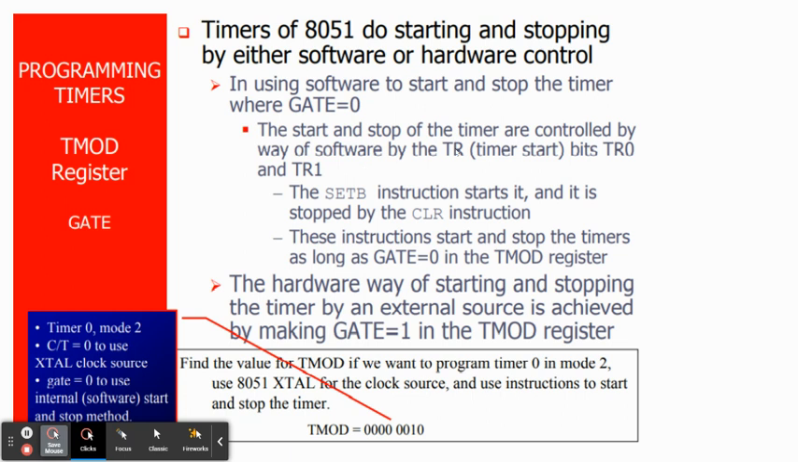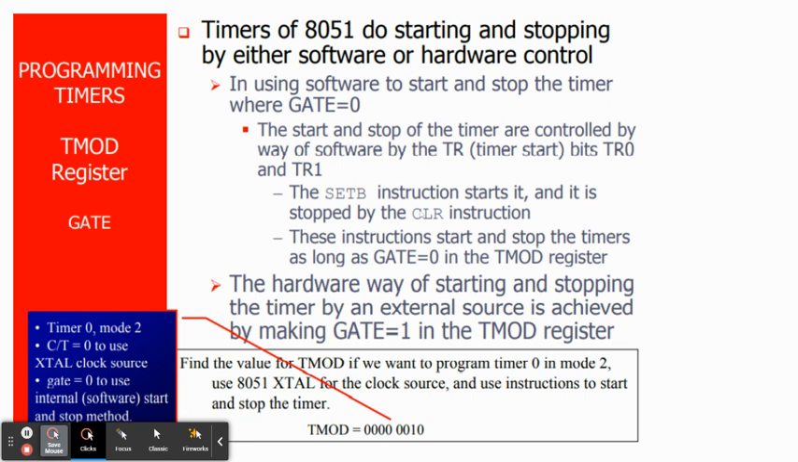All you have to do is to set it if you are using assembly. So it will be SETB TR0 or SETB TR1. And if you want to stop the timer, it will be CLR TR0 or CLR TR1. But in C language, we just write TR0 equals 1 semicolon if you want to start the timer, or TR1 equals 1 semicolon to start the timer. If you want to stop the timer, TR0 equals 0 semicolon, or TR1 equals 0 semicolon.